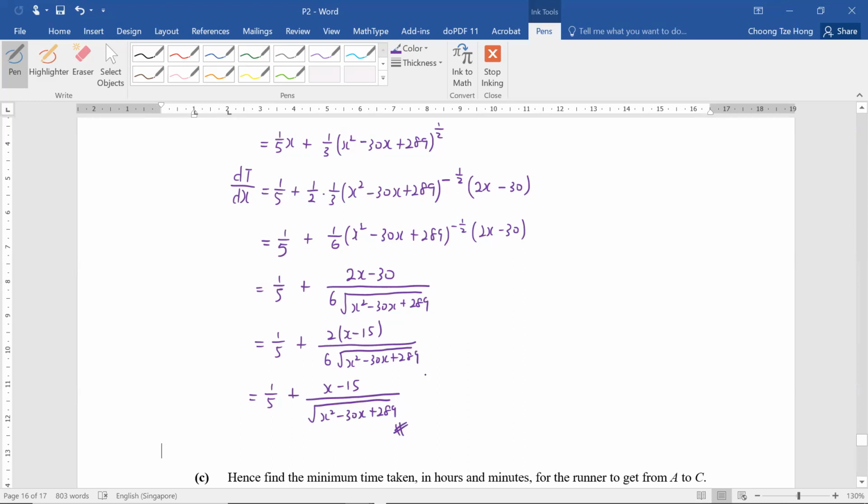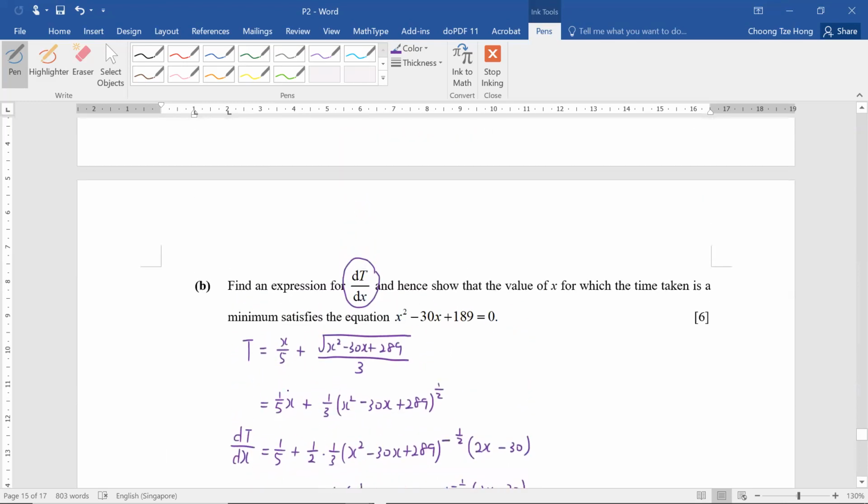So this is dt dx, right? There's a 3 over here, so it is 2 divided by 6. What did they want you to find? They want us to show that the value of x for which the time taken is a minimum. So the time taken is the t, right?